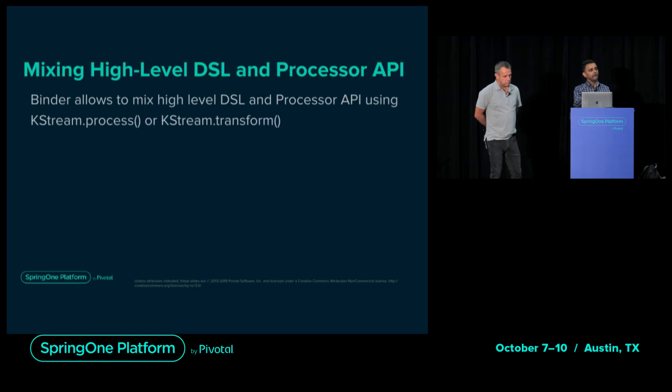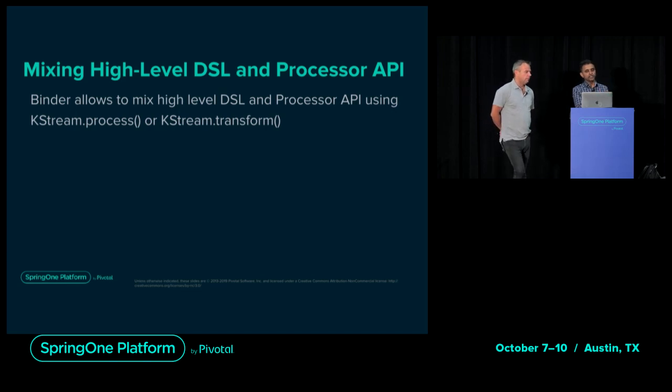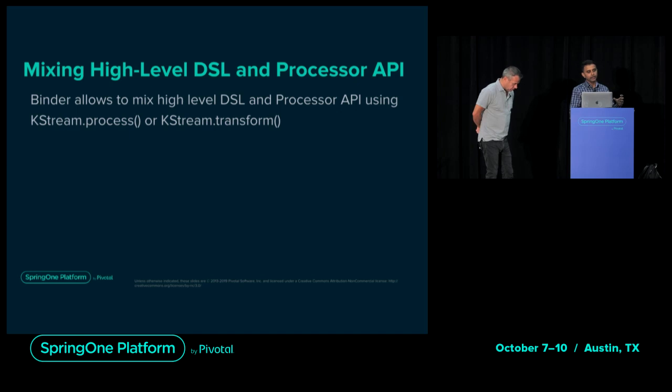So in the binder, it doesn't support the low-level processor out of the box, but you can mix the high-level DSL and the low-level processor. You can use KStream process or KStream transform, which takes a supplier of processor or transformer, and then there you can use the low-level processor. So using the binder, the only way you can use the lower-level processor is by mixing the higher-level DSL and the low-level processor.